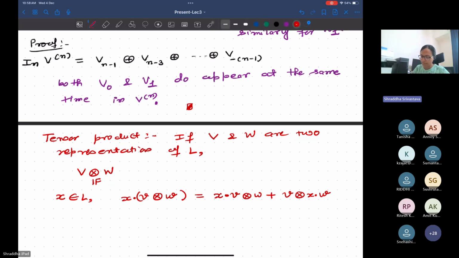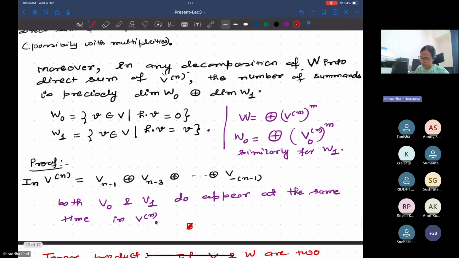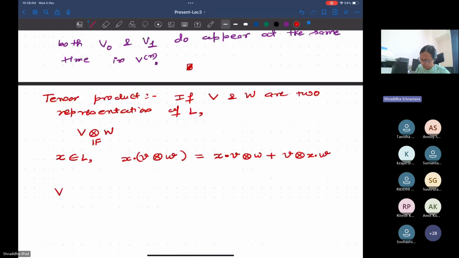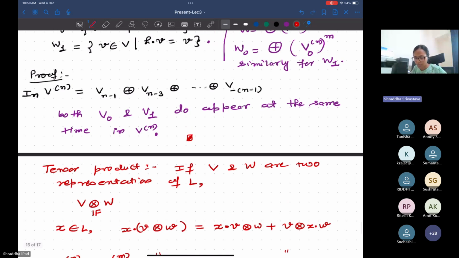The interesting thing is how this decomposes V_n tensor V_m. If I take two irreducible representations of SL2C and take their tensor product, from Weyl's theorem we know that we should be able to write it as a direct sum of irreducibles of SL2C. The question is how. That we will do by examples, with some specific values for n and m, in tutorial. So I'm going to stop. Thank you. Let me know if you have any questions.